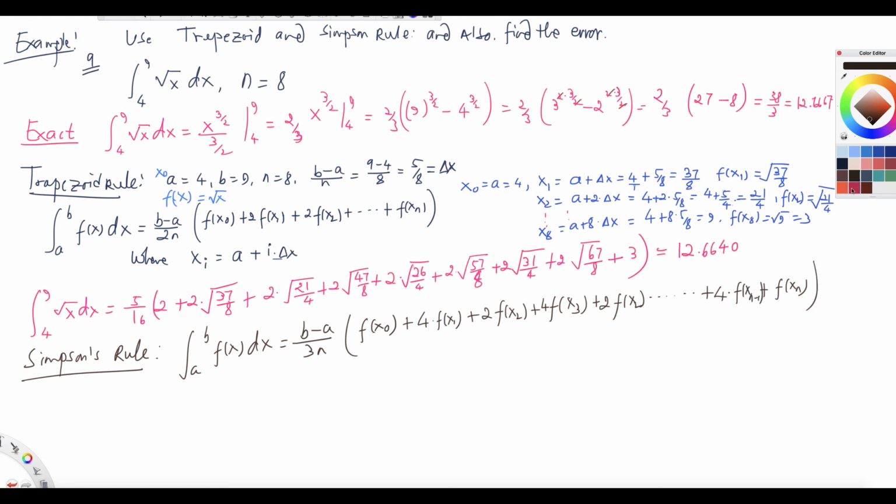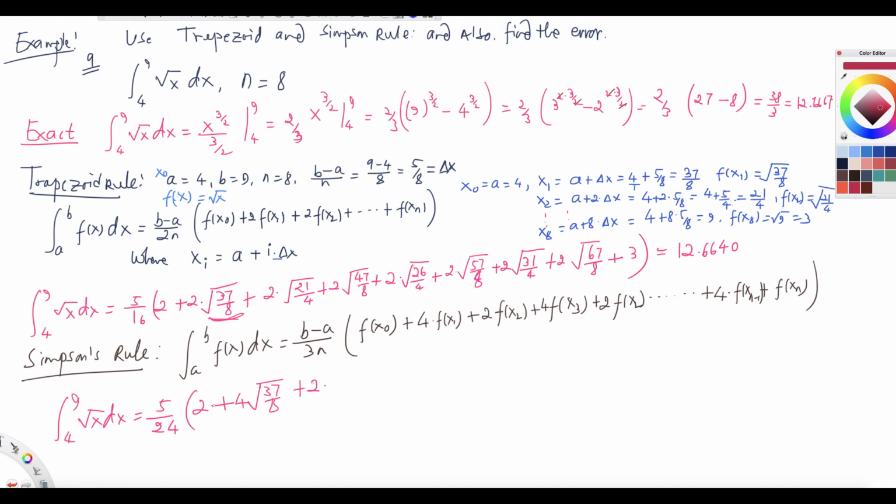So in our case though, it will be what? 4 through 9 root x and then dx. So b minus a over n is 5 over 8, but we need to find out 3n. So it will be 5 over 3 times 8, which is 5 over 24. What is f of x0? It is the same as the previous one, 2 times 2, plus 4 times f of x1, that's root under 37 over 8, plus the next one is 2 times f of x2.